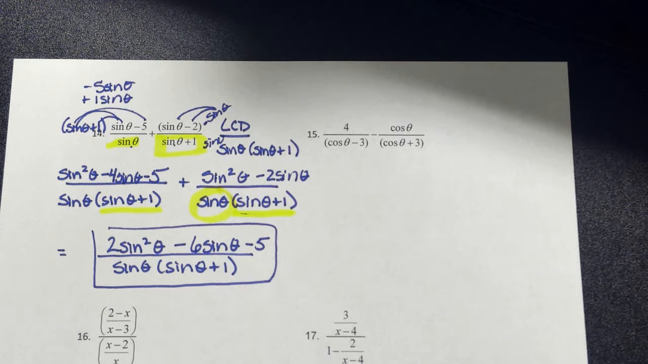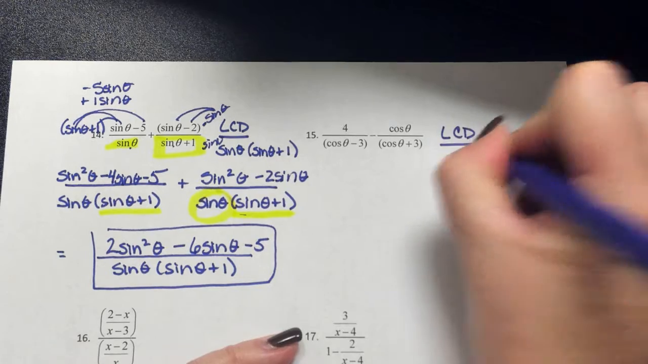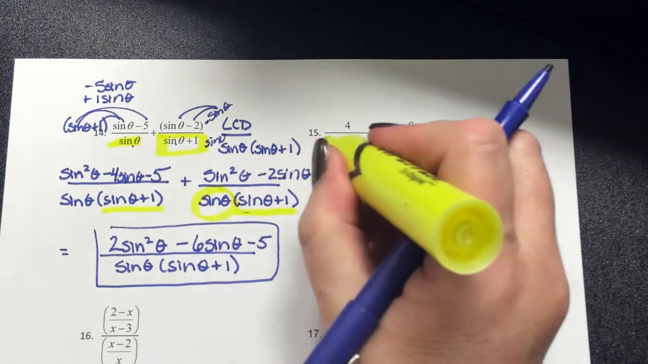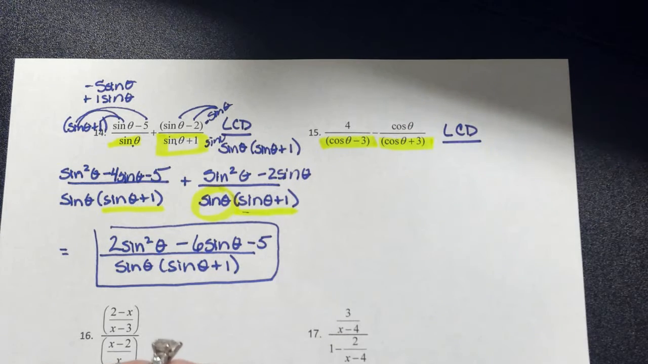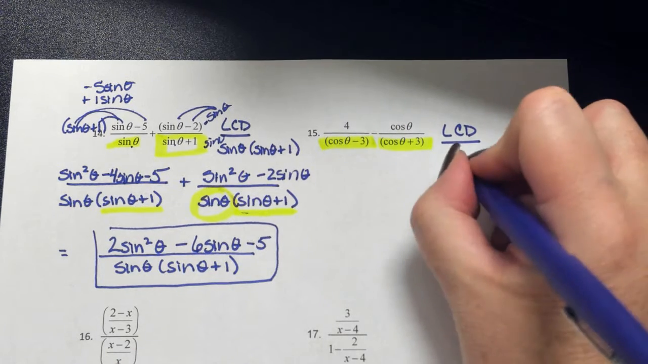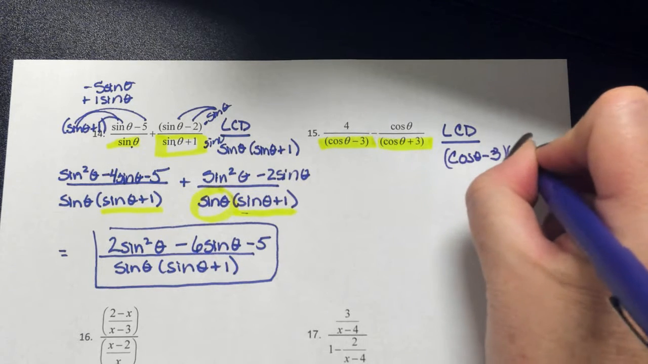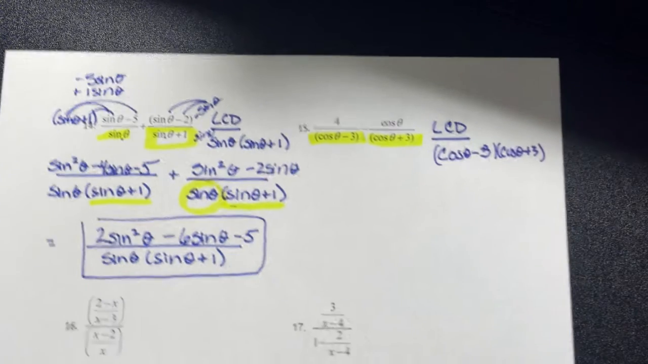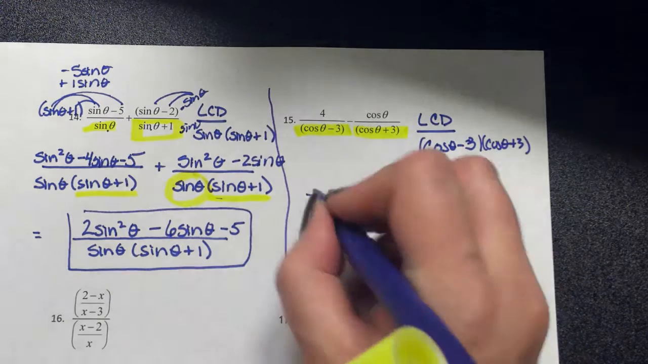So in number 15, let's see what the LCD is going to be. I have a cosine theta minus 3 on the bottom of this fraction, cosine theta plus 3 on the bottom of the second fraction. So my LCD is going to be a cosine theta minus 3 times cosine theta plus 3. So that's what the bottom of each fraction is going to have to look like.